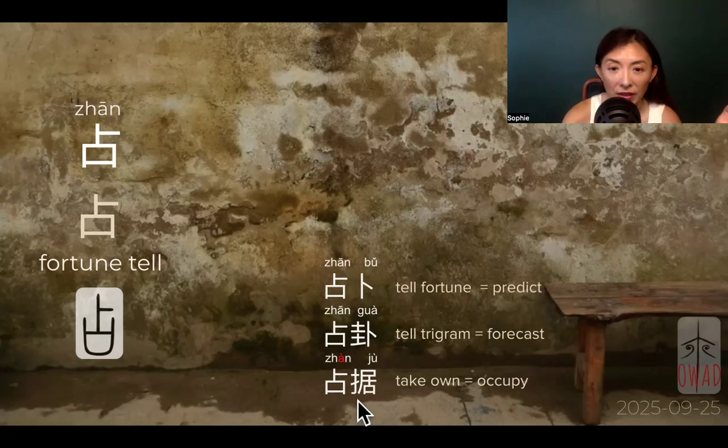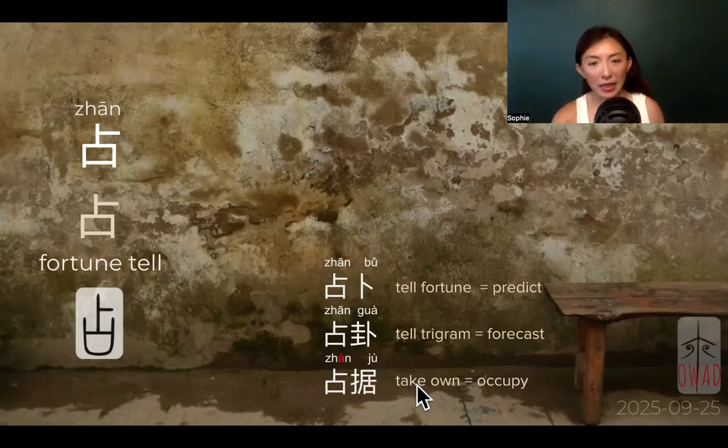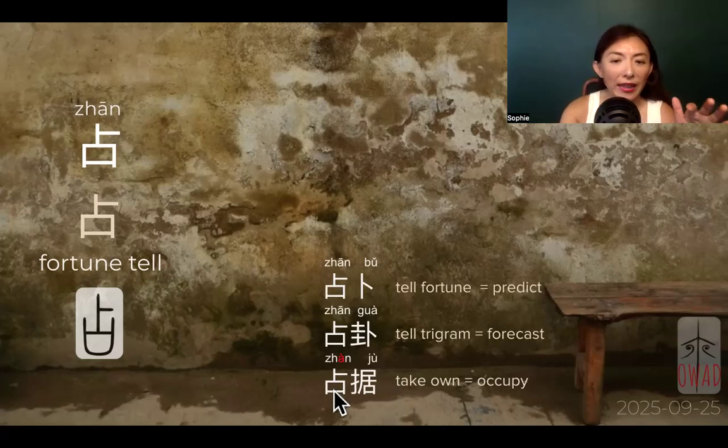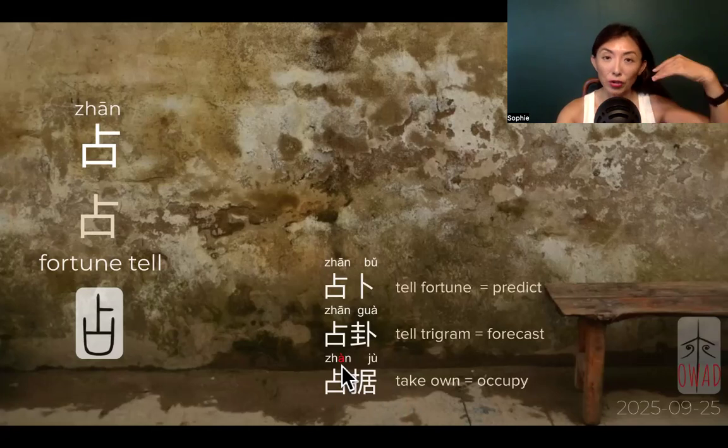Now, the meaning changes. Instead of tell, this 占 means take. You take something, you simply claim ownership. 据 means you own something. So that means occupy. Occupy means you take that space. So 占据 often talks about military. You move into a place and you claim this is yours. So that changed the meaning. And when it's paired with 据, everybody in a Chinese environment would know this tone automatically switches to 占.